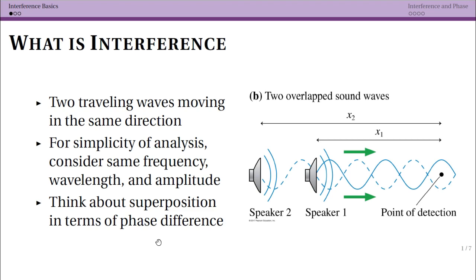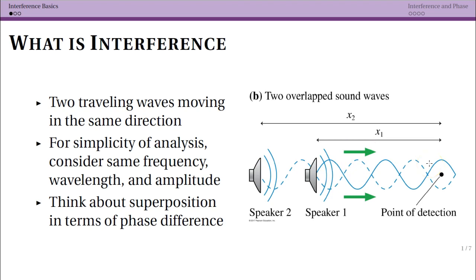So the basic idea when we're doing this is that we have some point of detection that we want to understand what is the interference at this point. We have two sources of waves. Again, this might be sound, this might be light. And we're going to think about these, for instance, speakers being in two different positions. So notice that we have x1 and x2 corresponding to the different distances between our point of detection and the source.